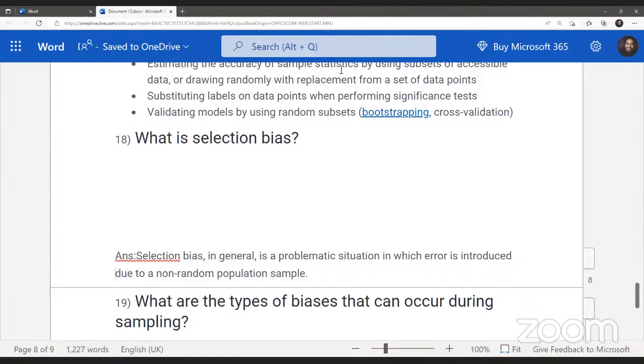sampling? So if anyone knows the answer, try to ping me in the chat box, and we'll discuss the answer within a minute.